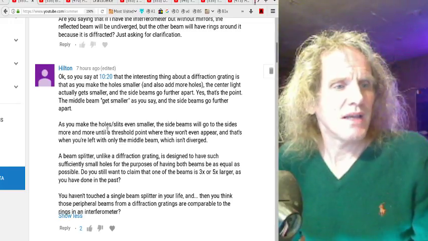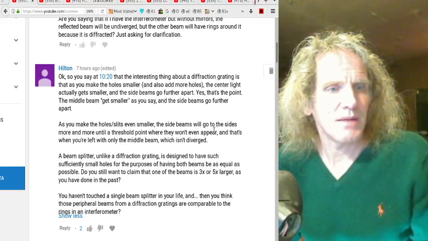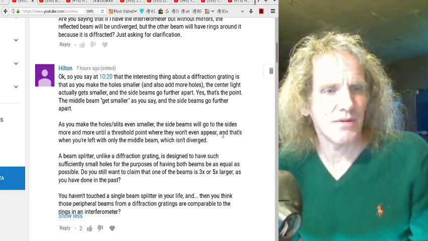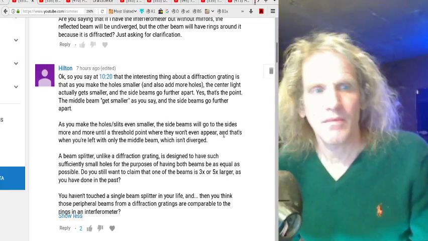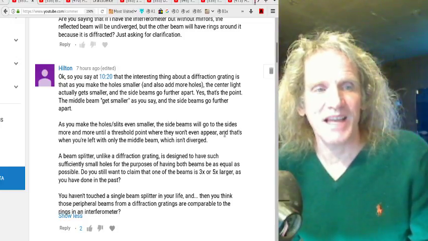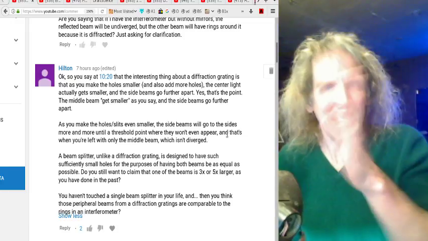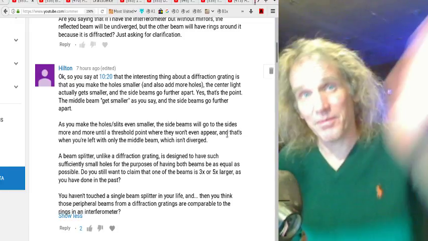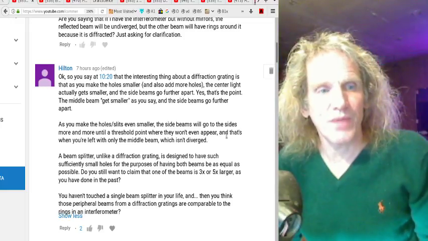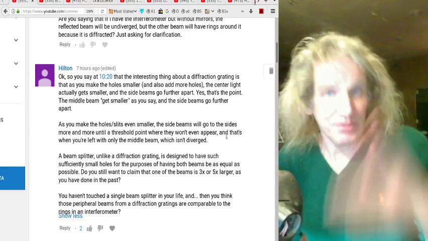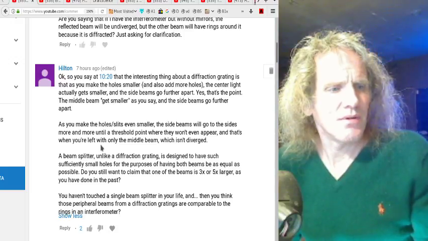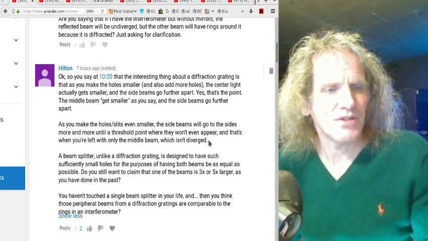Okay. As you make the hole slits even smaller, then the side beams will go to the sides more and more until a threshold point where they won't even appear. I don't think they can be an infinite angle, so there's only an angle, and you can make them go further by changing how far away you are. So the further away you go, the harder it is to resolve the smaller angle, obviously. And that's when you're left with only the middle beam, which isn't diverged.